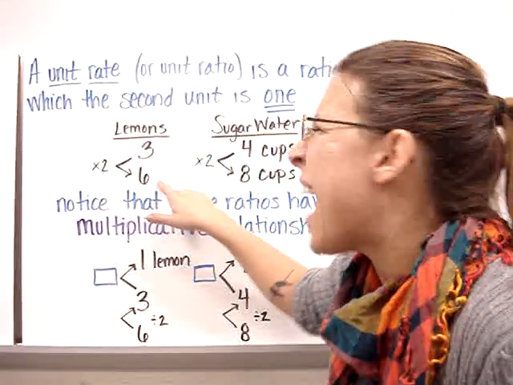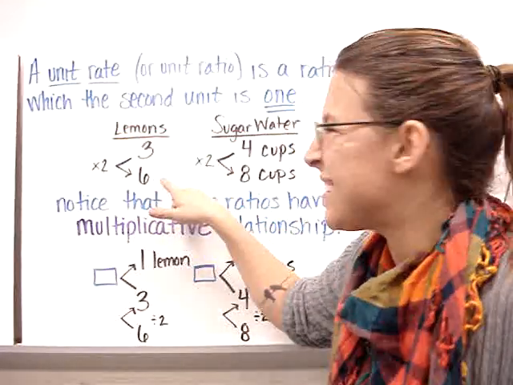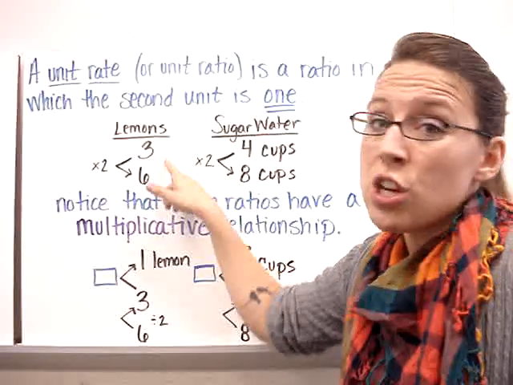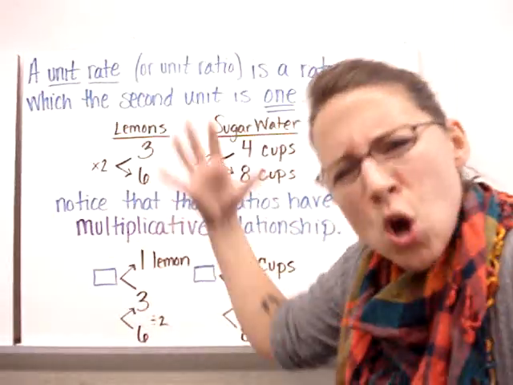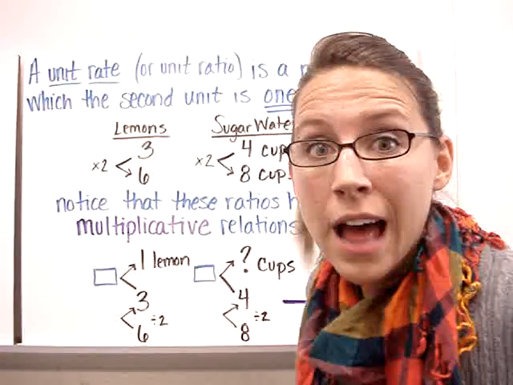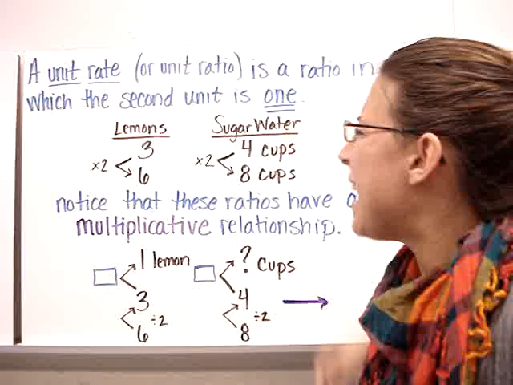So if I had 6 lemons, what have I just done from 3 to 6? I multiplied by 2. I've doubled it, right? I doubled the lemons. If I double the lemons, what do I need to do to the sugar water? I need to double it. So from 4 cups of water, I would need 8 cups of water.